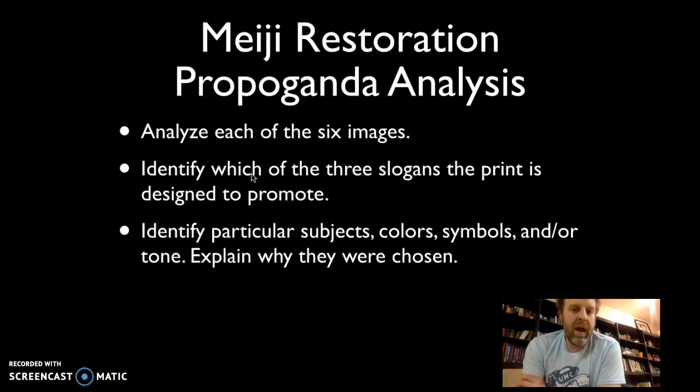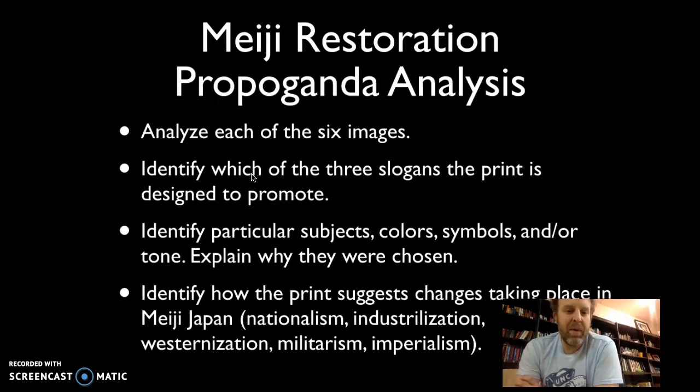As you look at those images, think about the various subjects of the images, what colors are used, are there any symbols, is there a particular tone? Whenever you're dealing with propaganda, in this case an image produced by the government, it is designed to promote a certain sense or feeling among the Japanese people. So pay attention to what different ideas the Japanese were trying to promote among their people.